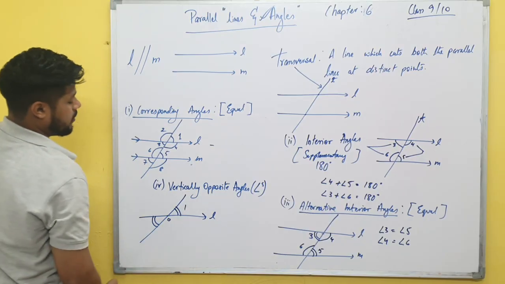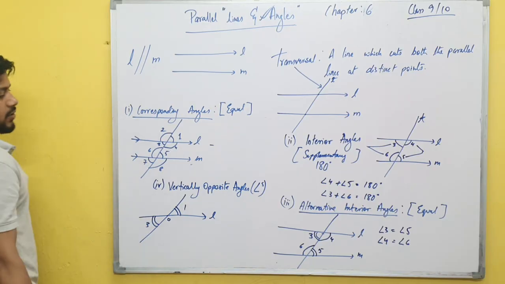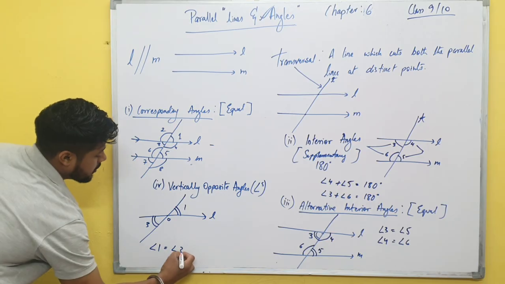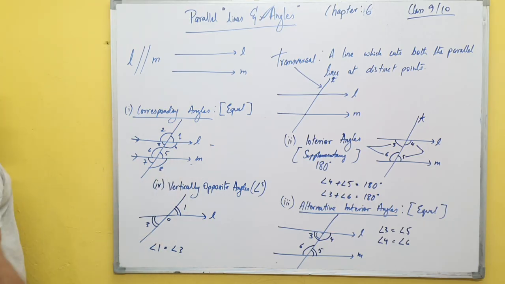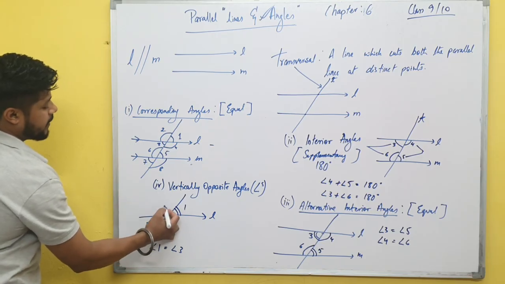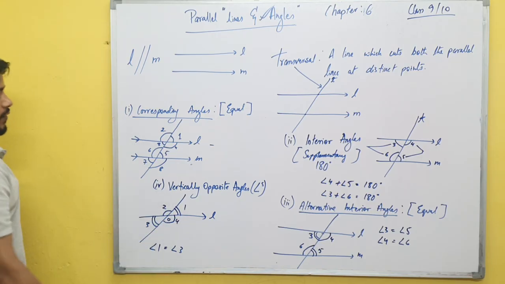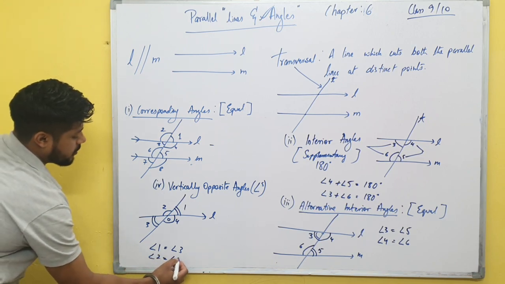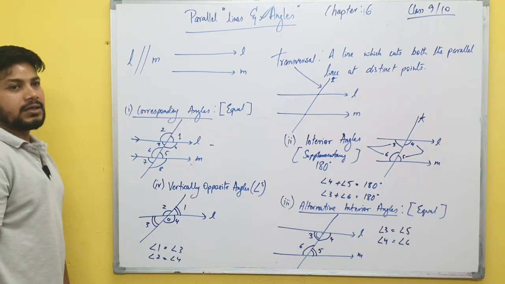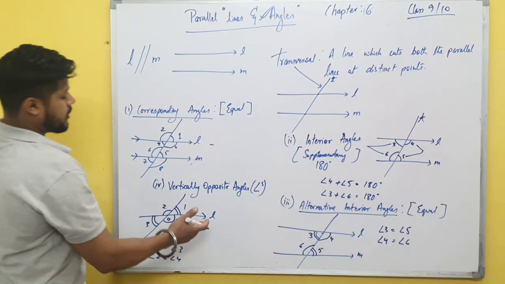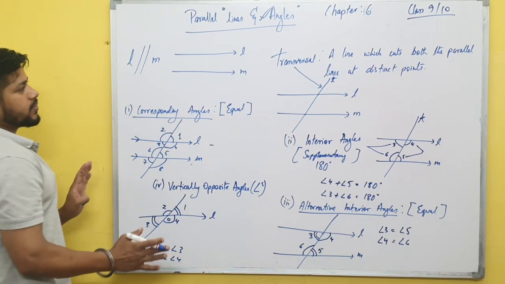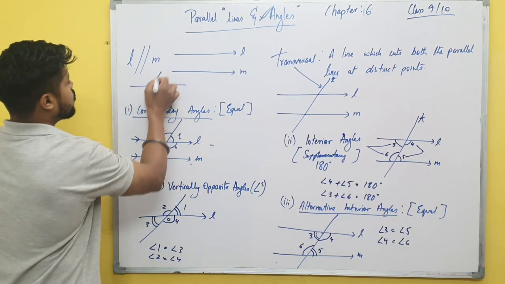Let's say this was angle 1, so it will be equal to angle 3. Hence, we got another property: angle 1 is equal to angle 3 through the vertically opposite angles property. Similarly, angle 2 is equal to angle 4. These are vertically opposite angles and they are equal. It is not necessary to bring in a second line only to understand this, but vertically opposite angles will always be with two lines.